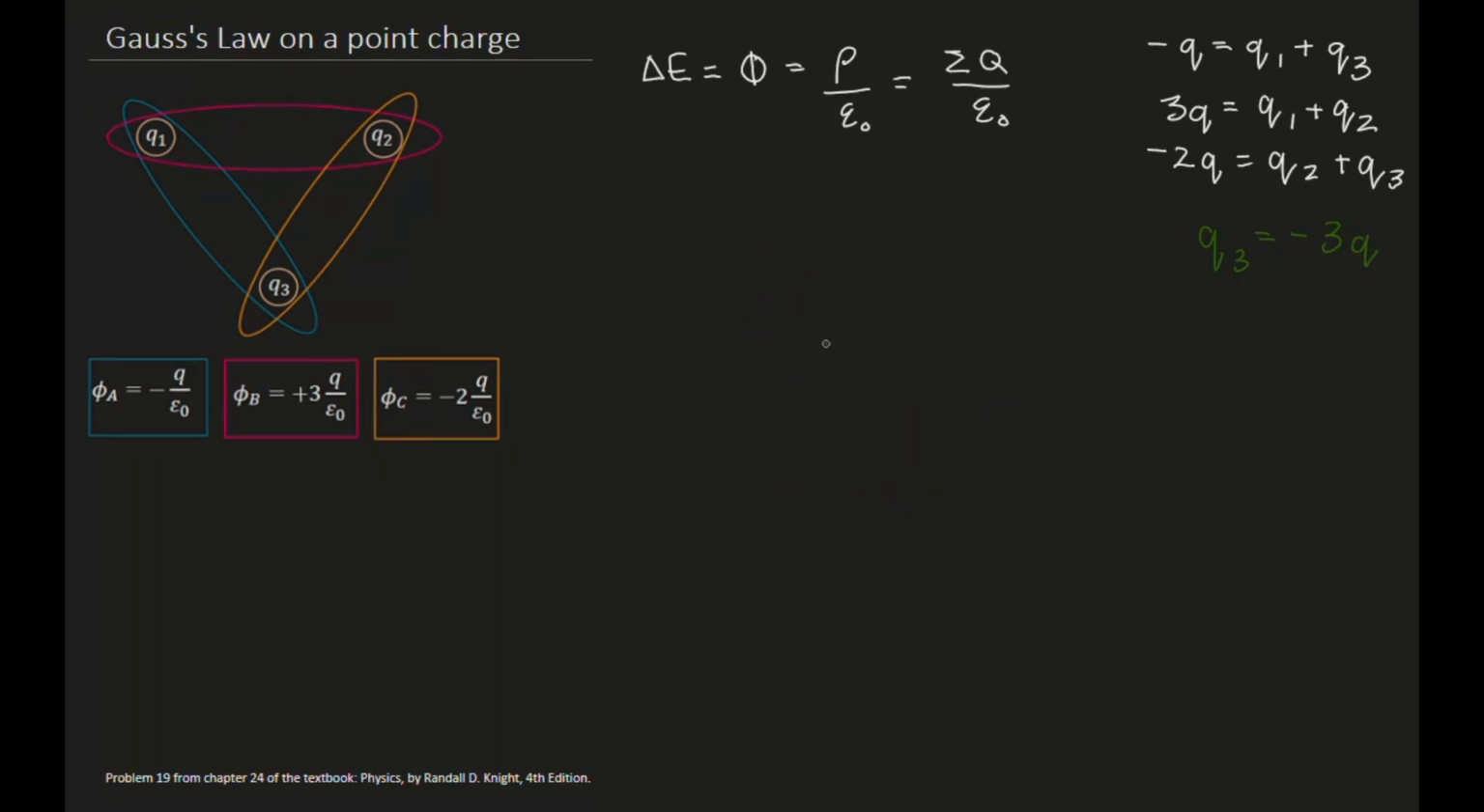Now I can directly substitute the value of Q3 to figure out what Q2 and Q1 are. Let's use the third equation again to figure out what Q2 is. I have negative 2Q equals Q2, and instead of writing plus Q3, I'm going to write minus 3Q because that's what Q3 is equal to. And I can figure out that Q2 is equal to Q. So I've gotten my second Q value.